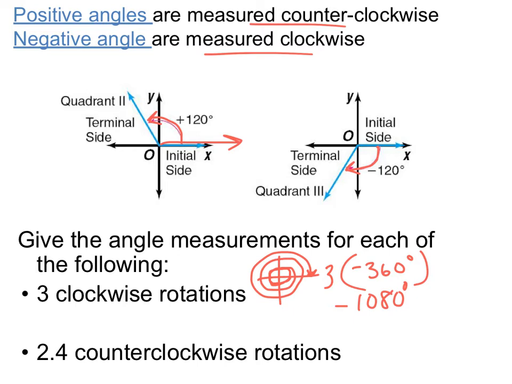Well, what if I don't want to go all the way around? What if I want to do 2.4 counterclockwise rotations? What would that maybe look like? So I'm going around backwards. There's once, twice. 2.4 is a little shy of 2.5, so maybe somewhere there. The terminal side would land somewhere there. Now I'm going positive 360 because I'm going in the counterclockwise direction, and I only went around 2.4 times. So 2.4 times 360 on my calculator, I get 864 degrees.